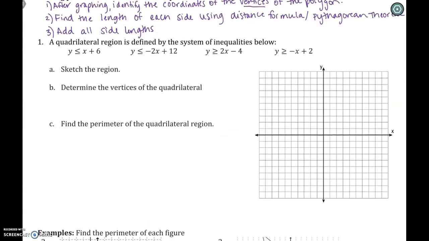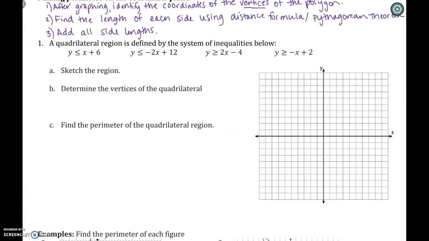So for number 1 here, one of the ways that we could be asked to graph a polygon is by giving the boundary lines for the sides. So if I were to graph each of these inequalities, I would get a line with shading. And if you notice, all of these lines are solid lines because they all have the equals bar underneath the inequality symbol. So what I'm first going to do is graph each line and figure out where the shading would go.